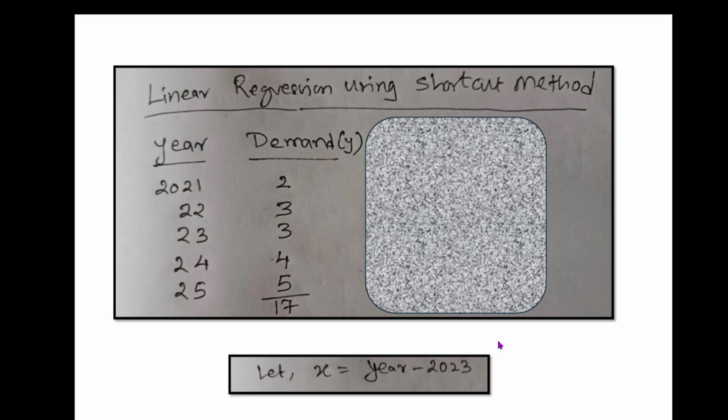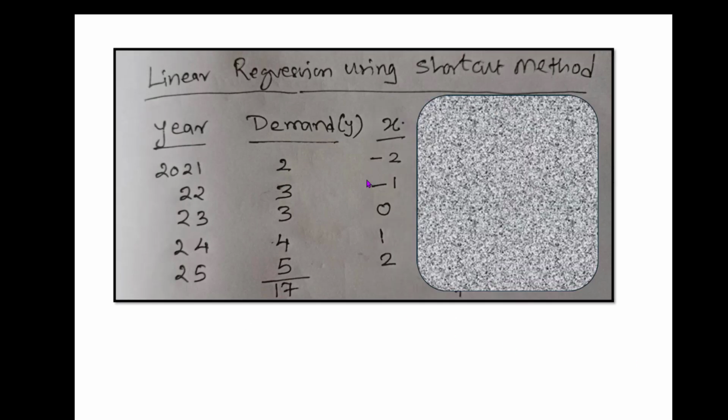So when I do that, these are the x values. 2021 minus 2023 will be minus 2. Here I will get minus 1. Here I will get 0. Here I will get 1. Here I will get 2. So my x column is ready. This is my x column, and this is my y column.